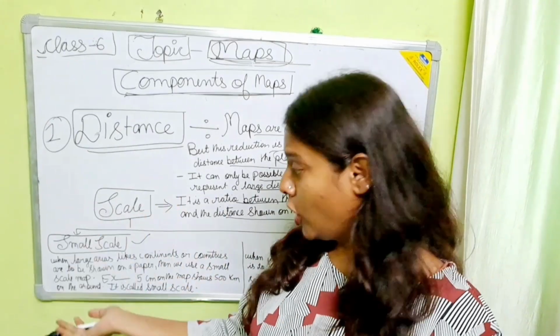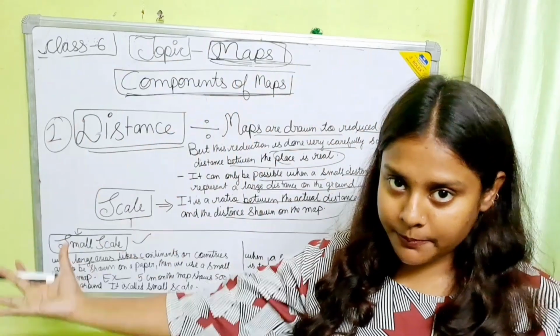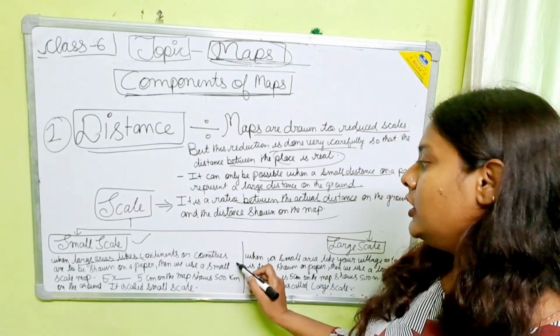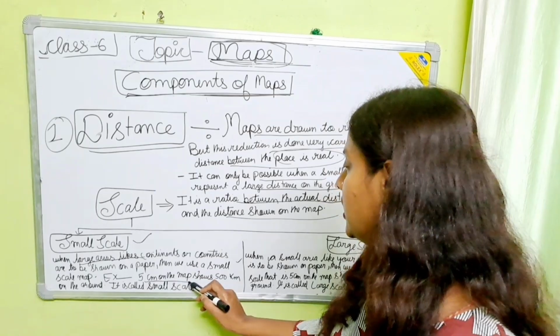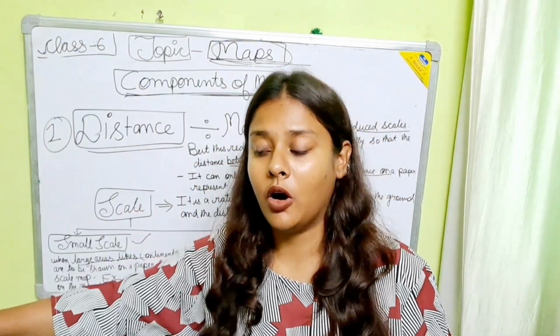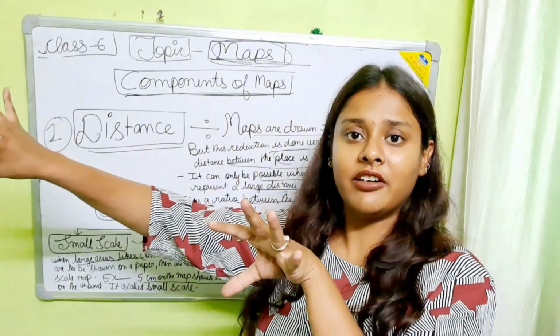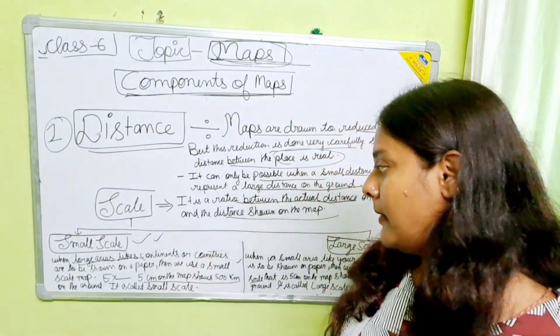When we talk about small scales, when a large area, obviously a continent is a bigger area, a country is a bigger area, is shown on the paper, then we use a small scale map in which 5 centimeters on the map shows 500 kilometers on the ground. Okay, 5 centimeters on the map shows 500 kilometer distance on the ground. That is called a small scale map.